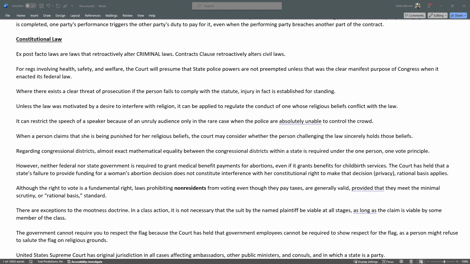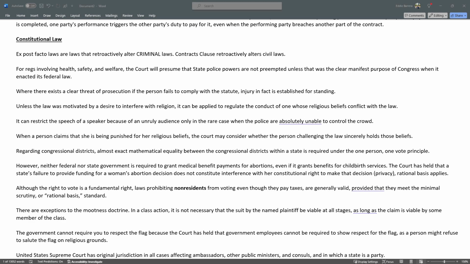Where there exists a clear threat of prosecution if the person fails to comply with the statute, injury in fact is established for standing. Unless the law was motivated by a desire to interfere with religion, it can be applied to regulate the conduct of one whose religious beliefs conflict with the law. It can restrict the speech of a speaker because of an unruly audience only in the rare case when the police are absolutely unable to control the crowd.